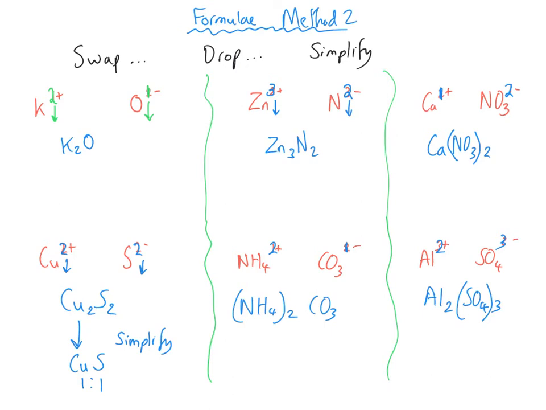And that's working out formulae the quick way, swap, drop and simplify. And simplify is only necessary if the two numbers are identical, 2 to 2 or somehow 3 to 3. And remember, we don't show ones.